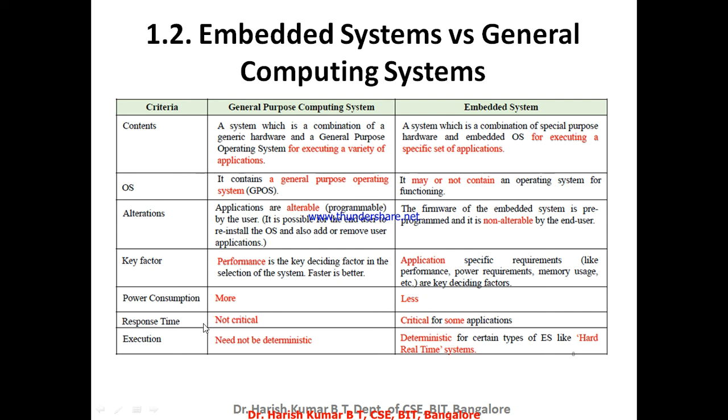Now, response time is not critical in general computing systems, but in embedded systems it is critical for some applications. We don't say it is critical for all applications, only for some. Say embedded systems used in satellites, in thermonuclear power plants, in cars that use ABS, that is anti-lock braking system. These are all critical systems. If something happens there, then there is a direct threat to human life, and again the heart pacemaker. So the response time is very much critical in all these things.